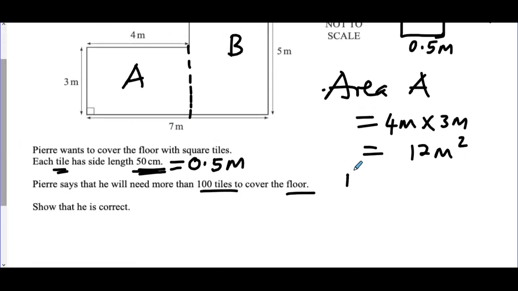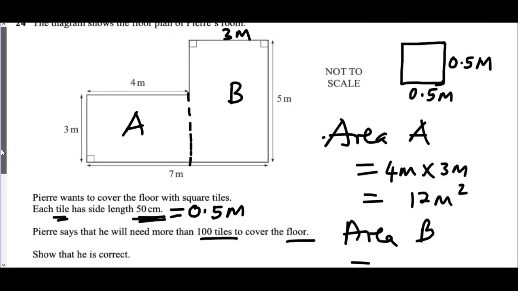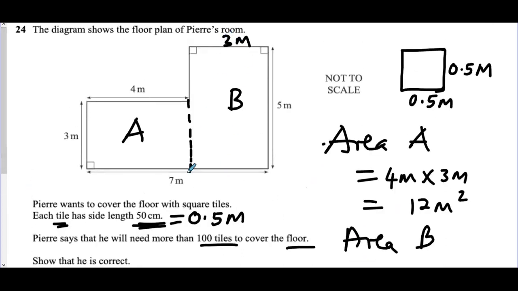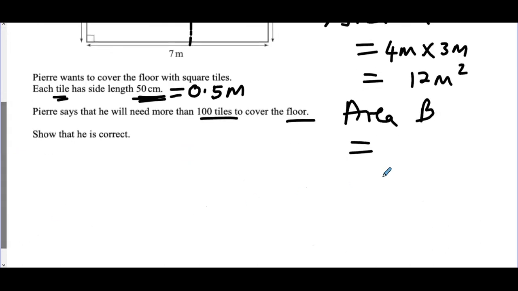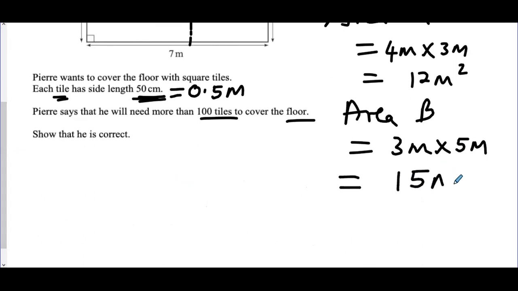So area B will be equal to, how did I get 3? I just take 7 minus 4, that makes 3. So area B will be equal to 3 times 5. Okay, so this will be 3 meters times 5 meters. And this will clearly give you 15 meters squared.